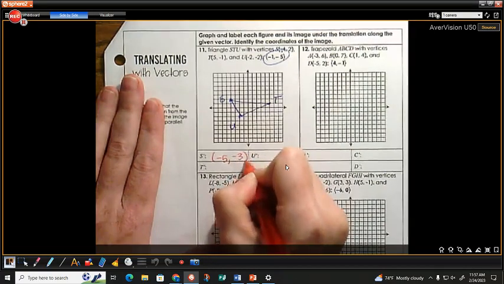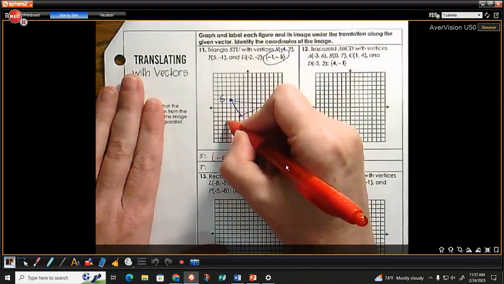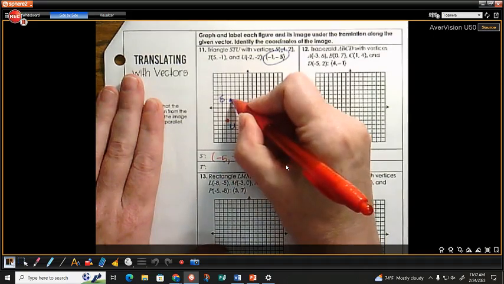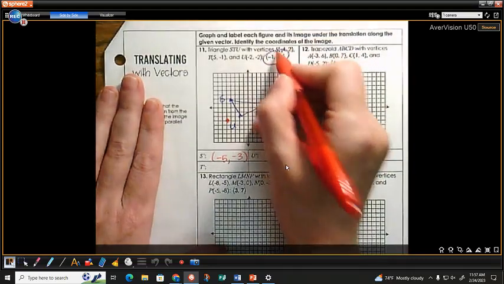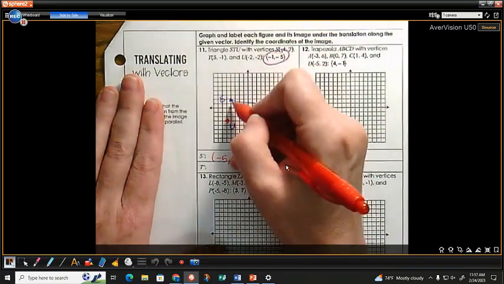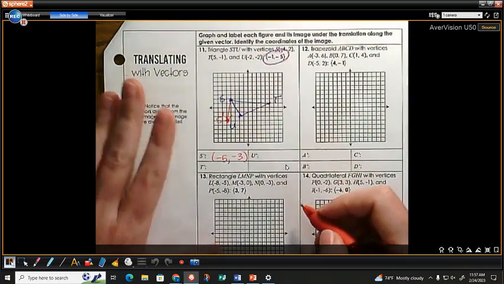-5, -3? Let's see, -1, 2, 3, 4, 5, -1, 2, 3. Let's see, that moved left 1 and down 5. Is that what it says to do, left 1 and down 5? Oh, look, it followed its vector. Beautiful. So there it is, T prime now.